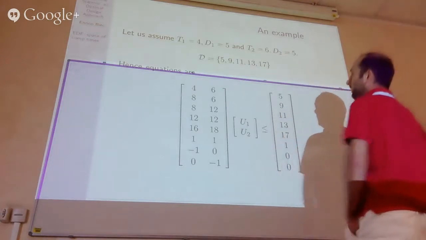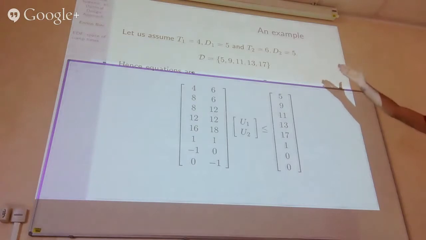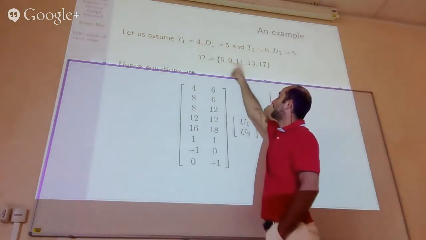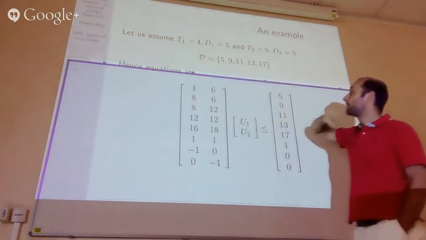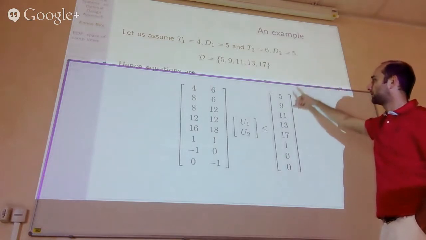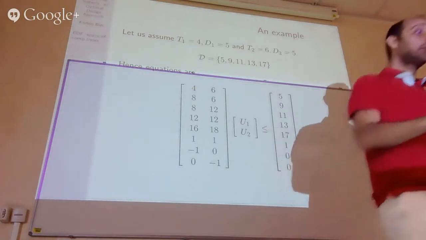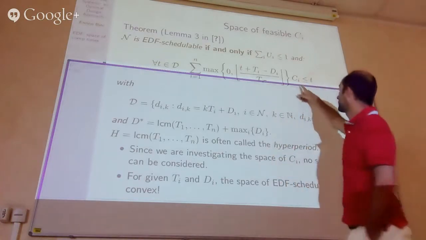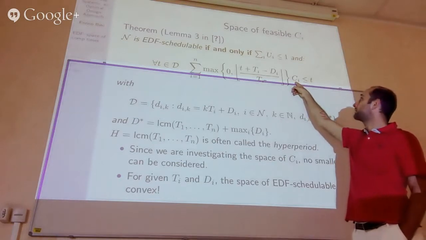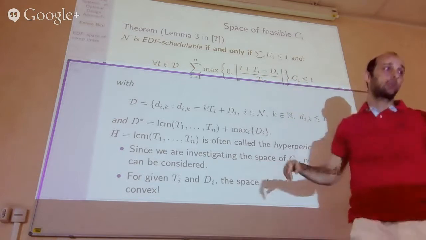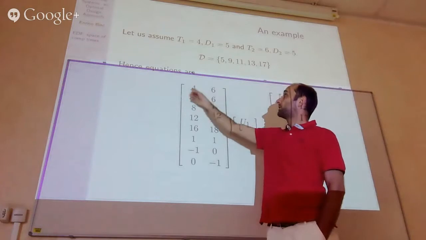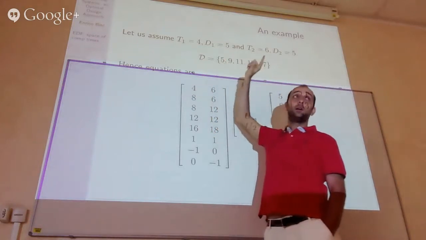This is just an example. If you assume that the periods are T1 equal 4 and T2 equal 6, then the absolute deadlines that need to be checked are these ones. Since I want to write the condition in terms of utilization, I write Ci as Ui Ti. So Ti goes into the coefficient, and Ui is the variable. These are the coefficients that you get from one point, multiplied by Ti.